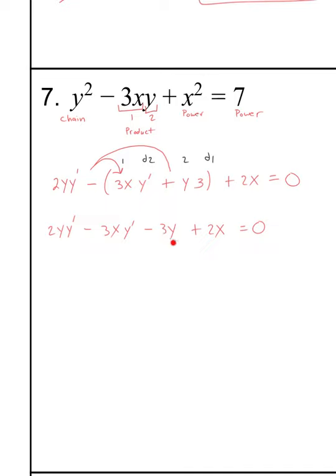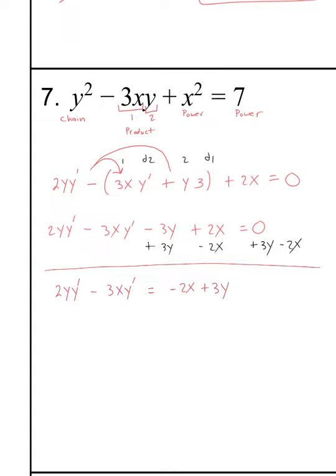The third and fourth term do not have y prime in it, so we need to move those over. So I'm going to add 3y to both sides, and I'm going to subtract off 2x from both sides. So it's going to look like this. On the left, I still have 2y prime and negative 3xy prime. On the right, I have negative 2x plus 3y.